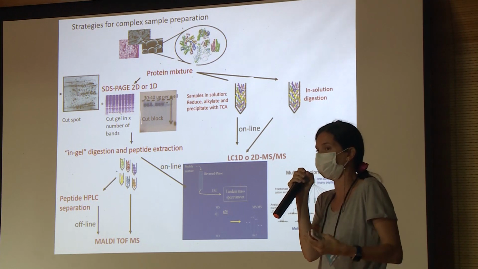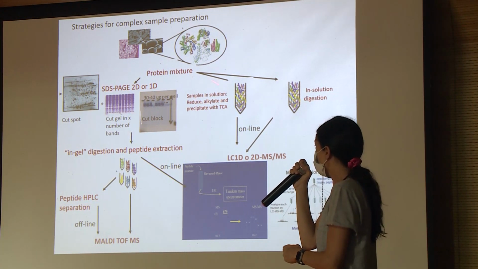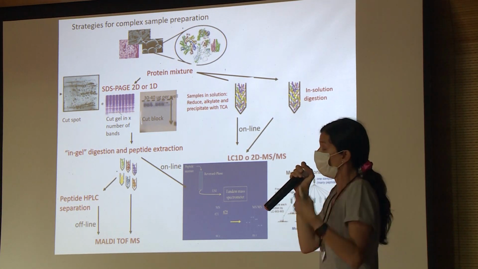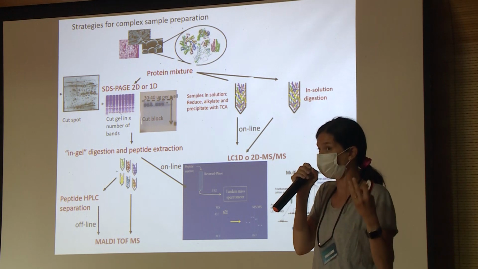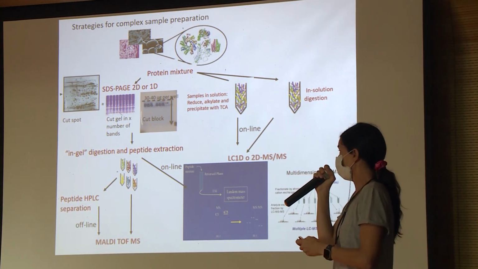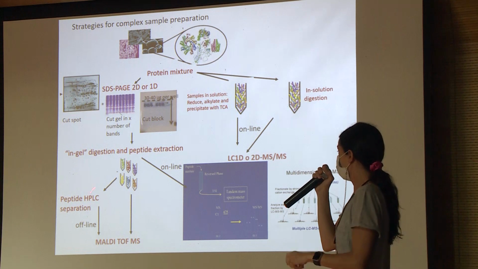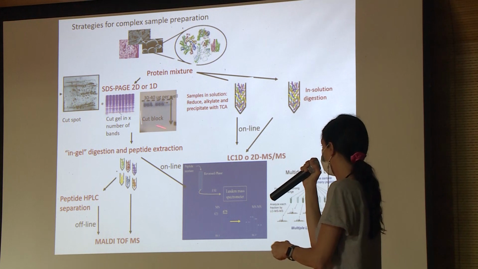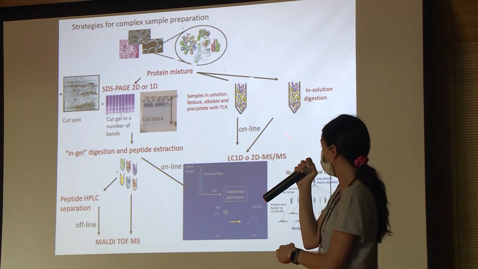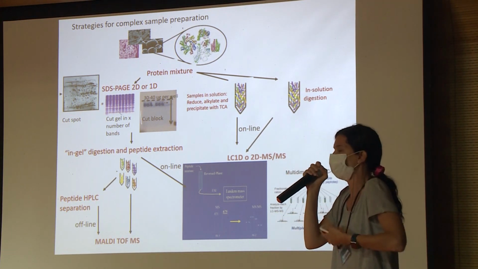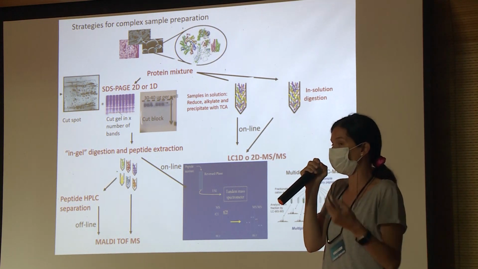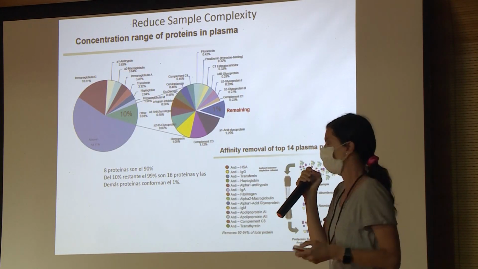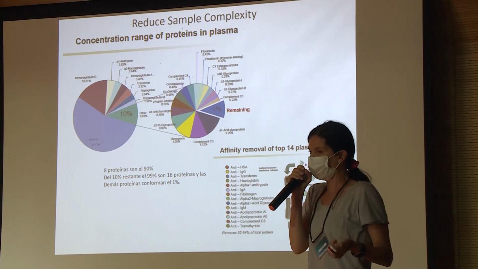So the deeper you want to dig in, the more complexity-reducing steps you have to make. Because in a sample from, for example, a cell culture protein extract, if you don't do anything and you just digest it in solution and go into a MALDI, you'll probably detect 3 proteins. If you go through all the steps and you do a multidimensional liquid chromatography, you can identify 5,000 proteins. So it all depends on how much time, how much resources, and how deep you want to go into that proteome.